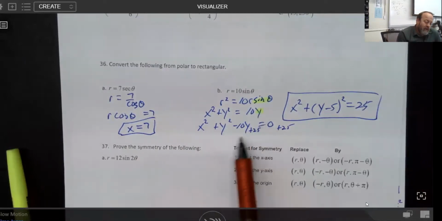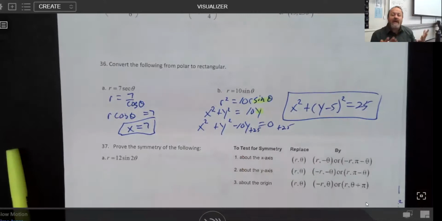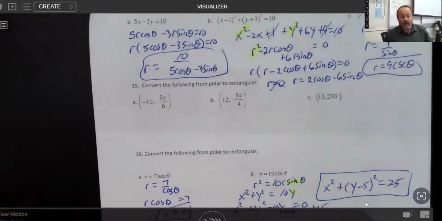And so I brought the y across. And then to complete the square, I added 25 to both sides to generate the better version of the equation of a circle. So, okay, that got me back to where I should have been. Now, let's go back up to number 35.